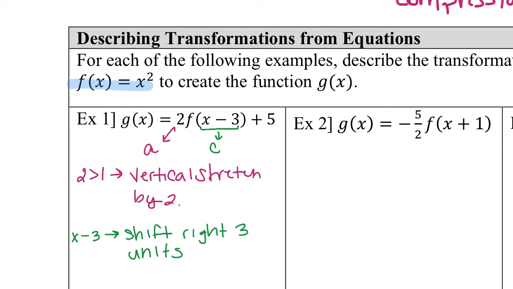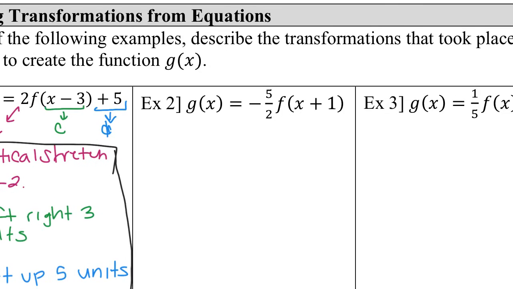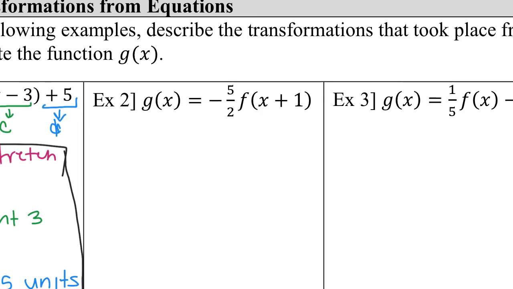And then we have plus 5 in the back. That's the d parameter. So the plus 5 means we are shifting up 5 units. So this had 3 different transformations to it. The transformations were vertically stretched by 2, shifting right by 3, and shifting up by 5. Example 2. g of x equals -5/2 f of x plus 1.